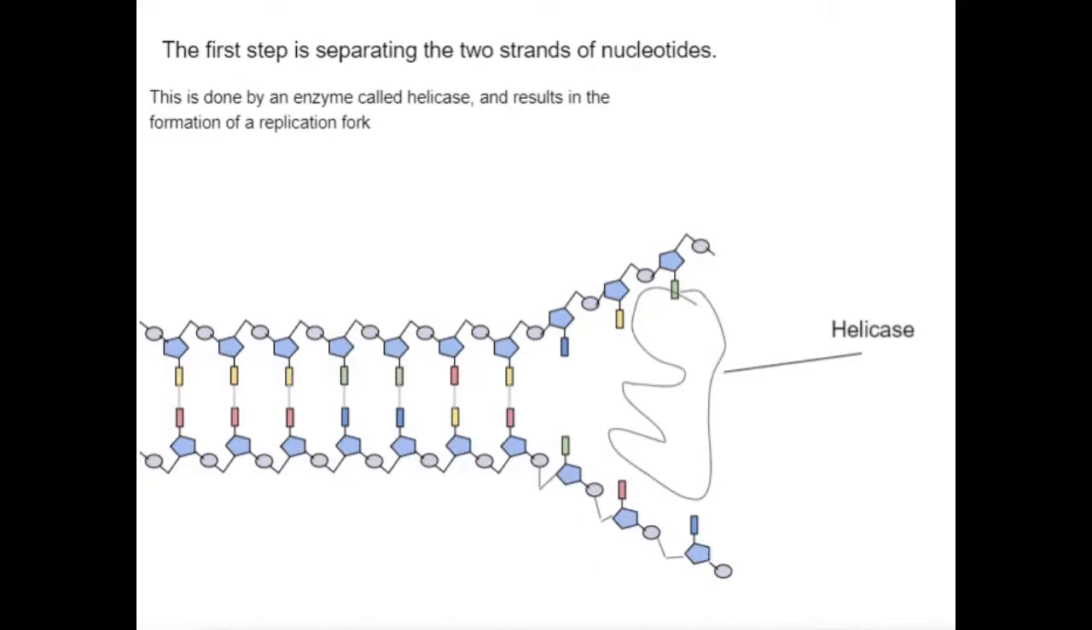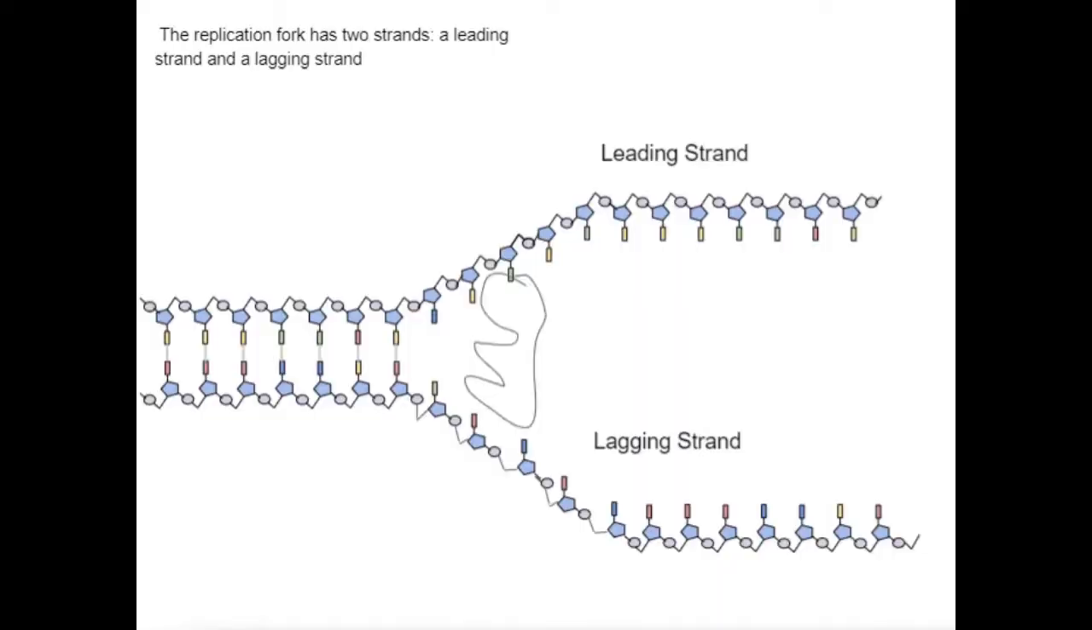In order to replicate DNA, we have to untwirl it, unzip it, and then with the help of enzymes, replicate it. The first step is separating the two strands of nucleotides, or unzipping them, I guess you could call it. This is done by an enzyme called helicase, and results in the formation of a replication fork. And it's not like the one you eat with. The replication fork has two strands, the leading strand and the lagging strand.